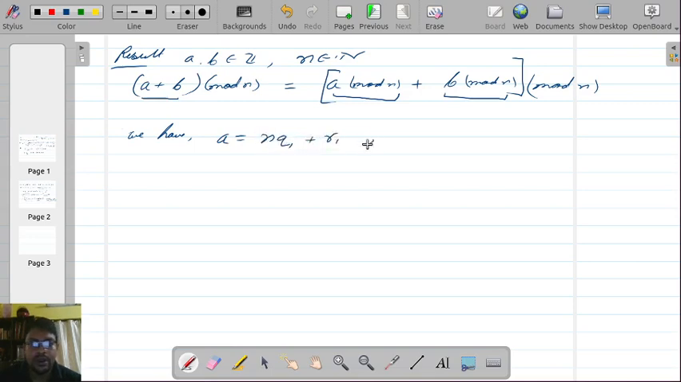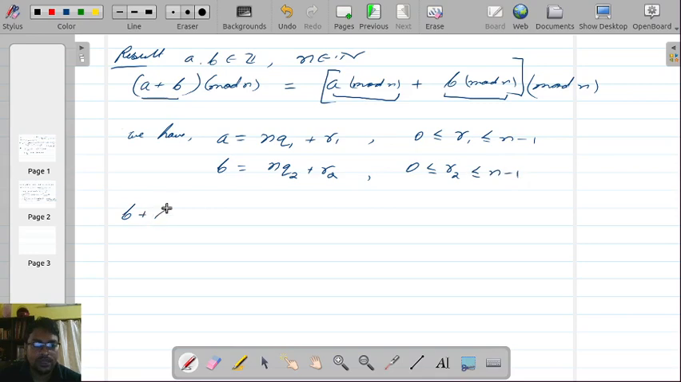Where 0 is less than or equal to r1, which is less than or equal to n minus 1. This is the remainder, and b is actually equal to n q2 plus r2. Some other remainder will come for b, with 0 less than or equal to r2 less than or equal to n minus 1.